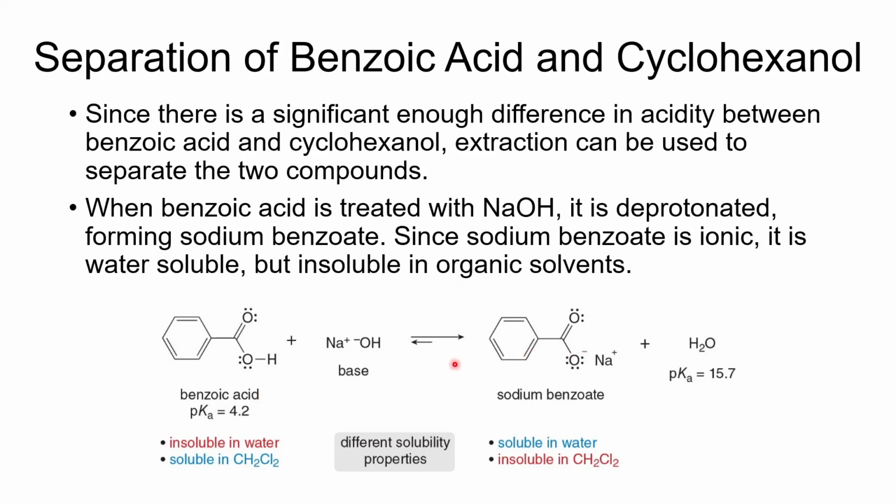We can tell which direction the equilibrium would lie since we chose sodium hydroxide. Sodium hydroxide is a sufficiently strong base. You'll see here a pKa of 15.7. That's definitely strong enough to deprotonate our benzoic acid.